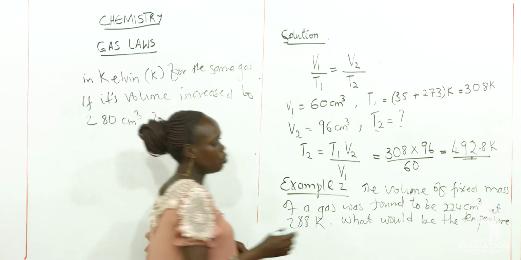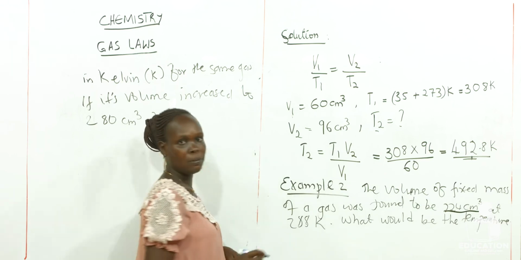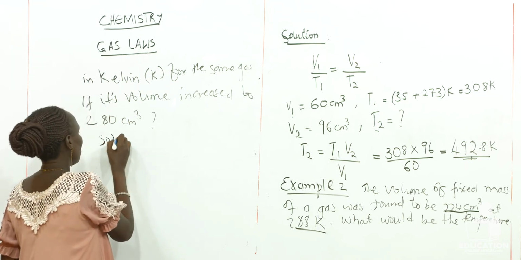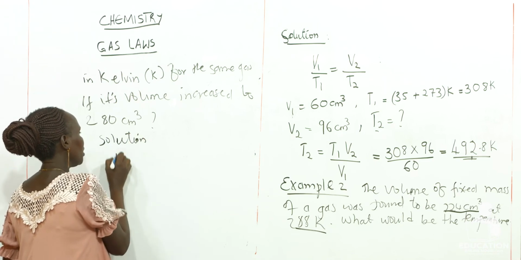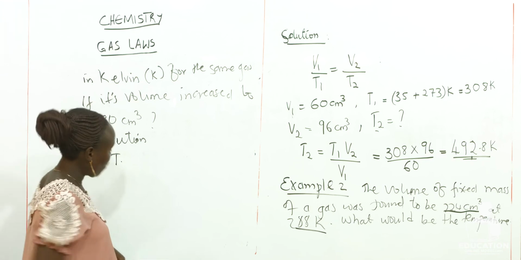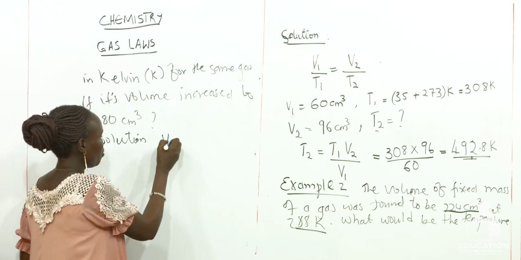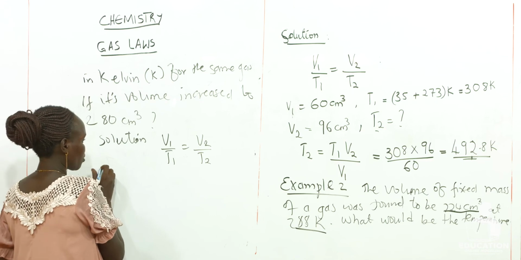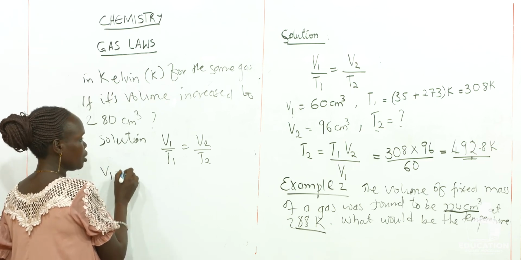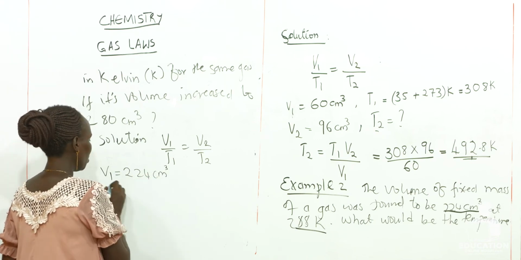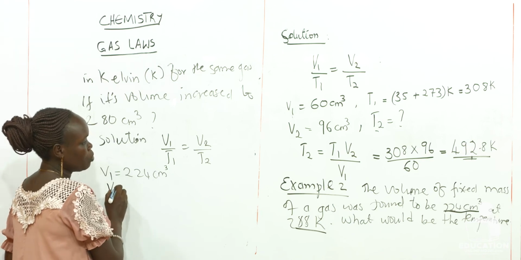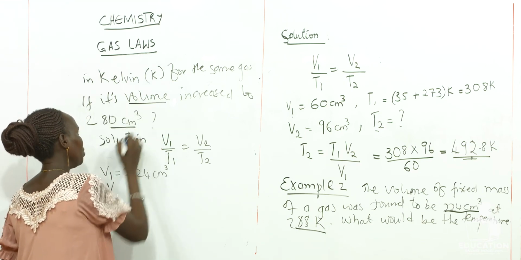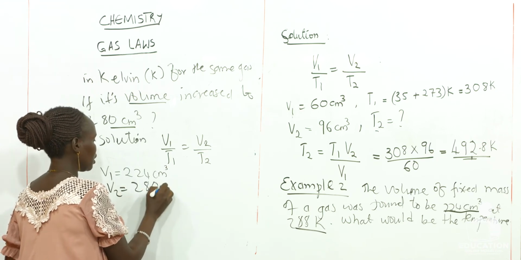So learners, we have seen this example, and it shows us that the volume of a fixed mass of a gas was found to be 224 centimeter cube at this temperature, which we represent as temperature 1. So we have to go back to our formula, which says volume 1 over temperature 1 equals volume 2 over temperature 2. Volume 1 is 240 centimeter cube. Volume 2, for the same gas if its volume increases, is 280 centimeter cube.